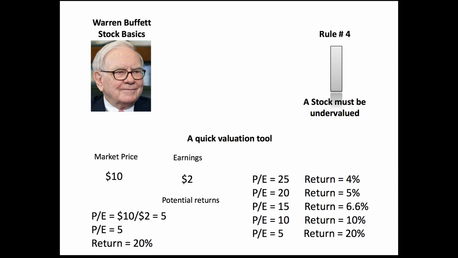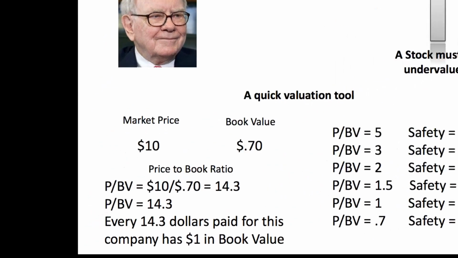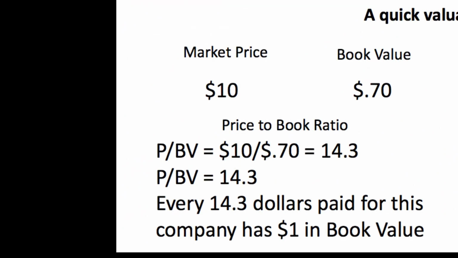So we just looked at the price to earnings. Now let's look at the price to book value. This is a ratio that we haven't looked at yet, and it's called the price to book value ratio. We're pretty much doing the same thing that we did with the PE ratio, in that we're taking the price, which is $10, and dividing it by the book value. So we're taking $10 divided by 70 cents, and that gives us a ratio of 14.3. So what in the world does 14.3 mean?